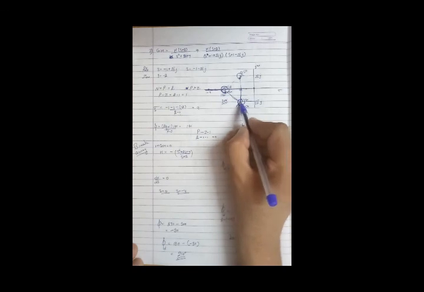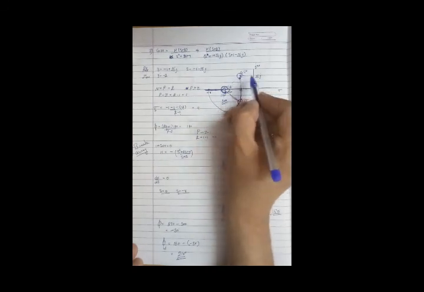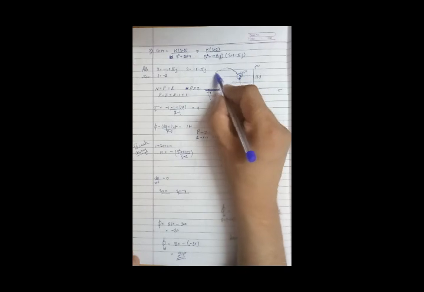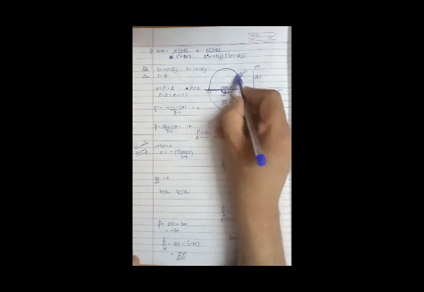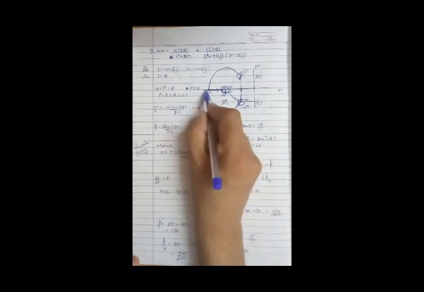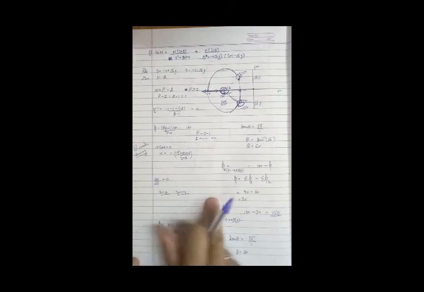So my root locus branches go from here to this point, and from this 150 degree. From here, one branch ends at this zero and another goes towards infinity. This is my root locus for this type of problem.